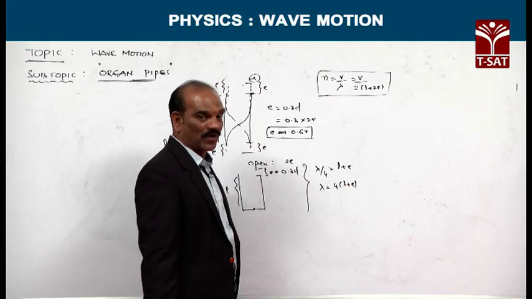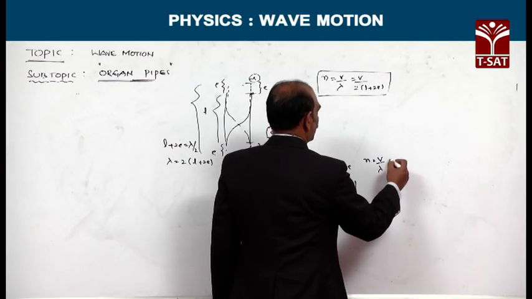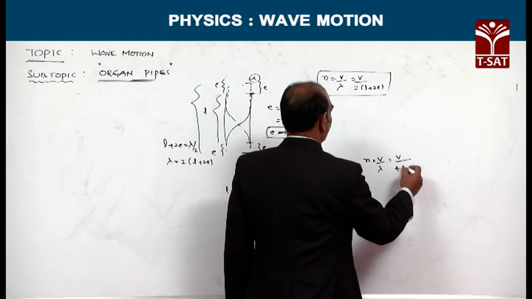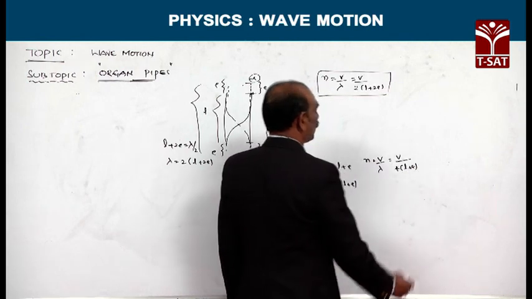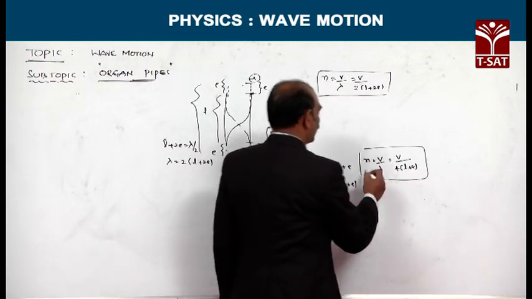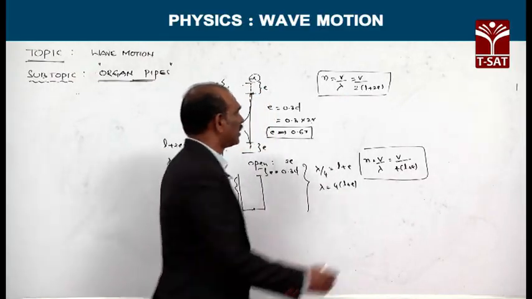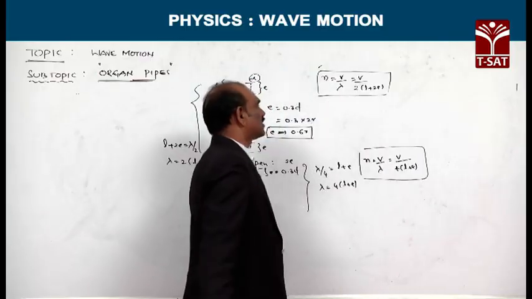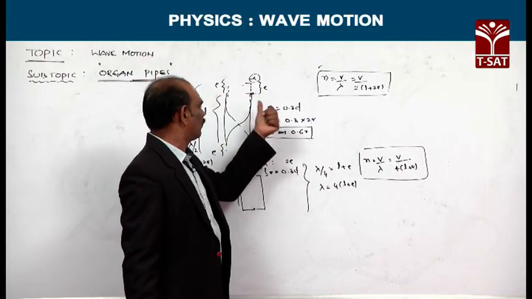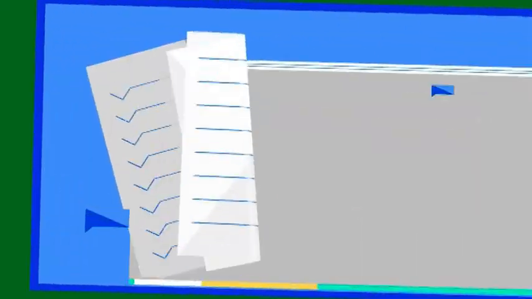Now, we want to find the fundamental frequency of this one. So, N is equivalent to V by lambda. In place of lambda, we can replace this with 4 times L plus E. So this is the formula for the fundamental frequency of the closed pipe when end correction is taken into consideration. The earlier one is the formula to find the fundamental frequency of the open pipe in the fundamental mode when the end correction is taken into consideration.